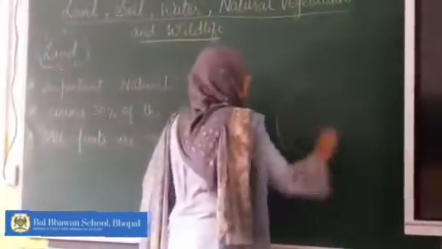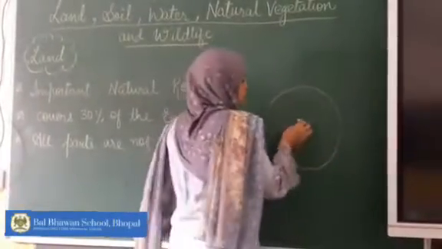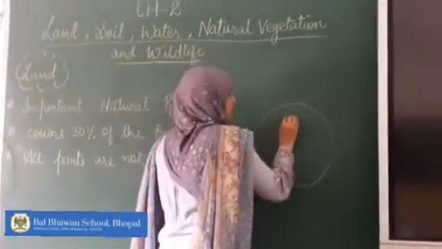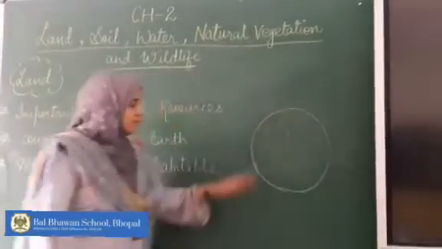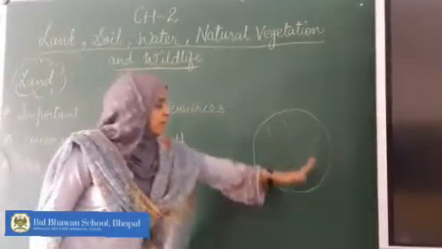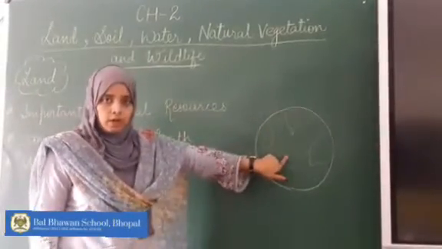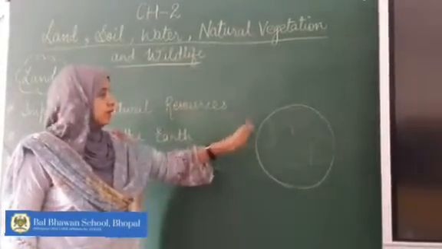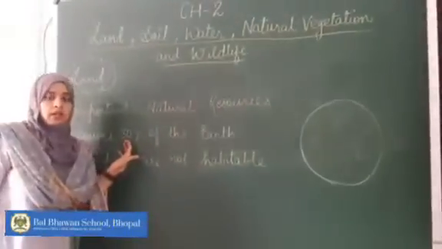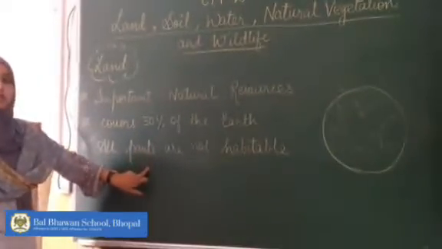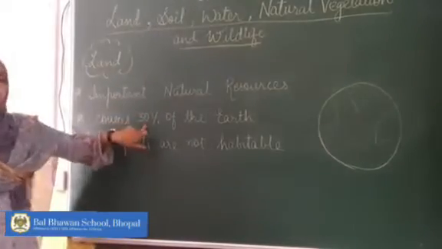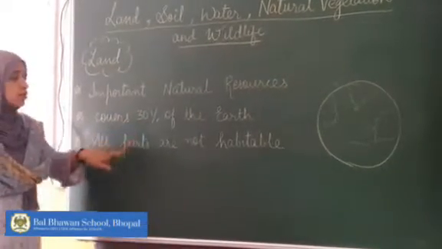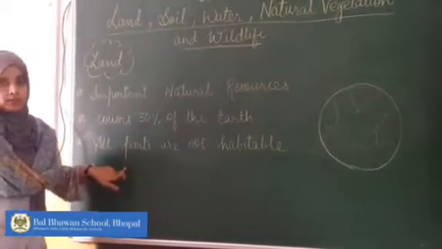Now if you see the earth, you will find some pieces of land. These pieces of land show us that the major part of the earth is covered by water and a small part of the earth is covered with land. And above all, this 30% is not completely used by human beings. What does it mean? That all the parts of this 30% land are not habitable by human beings.